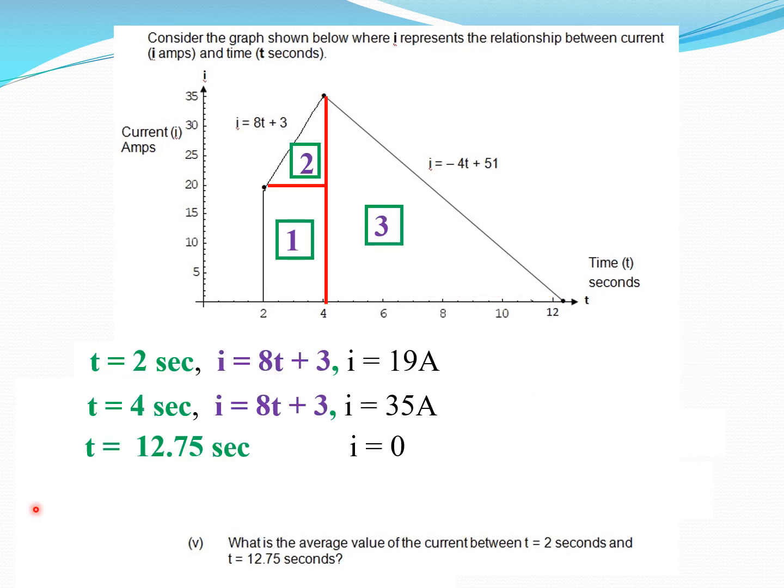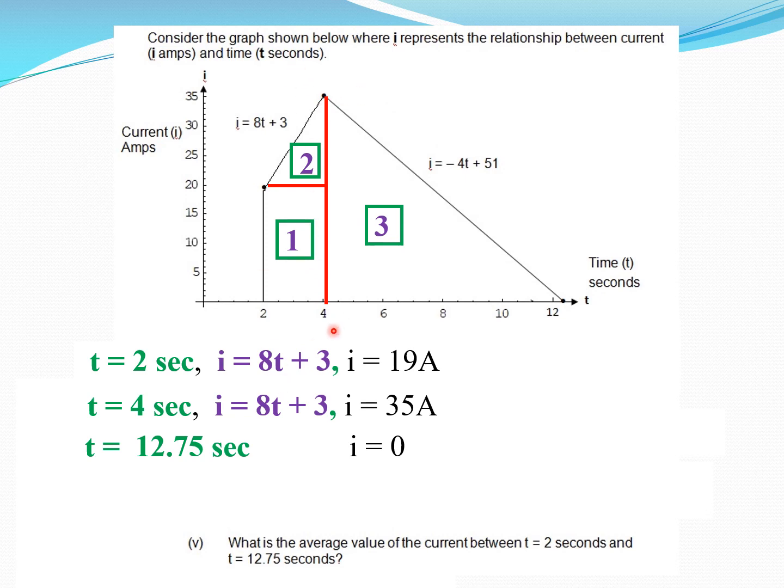So obviously we start at 2. So if the time is 2, I equals 8 times 2, substitute 2 in for t. 8 2s are 16 plus 3 is 19 amps. So that first height there is 19 amps. If t is equal to 4 seconds, substitute 4 in for t. 8 4s are 32 plus 3, so I equals 35 amps. So there's the 35 along there.